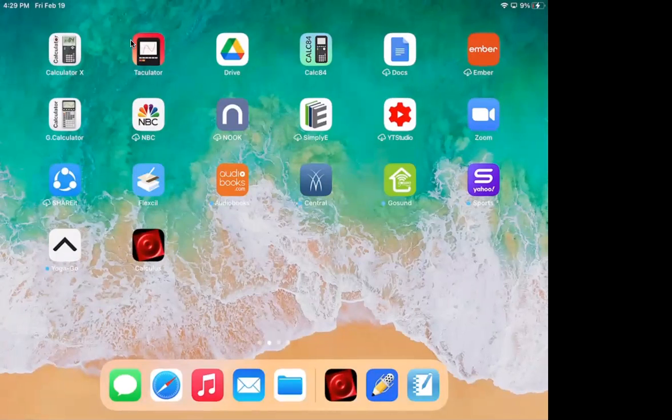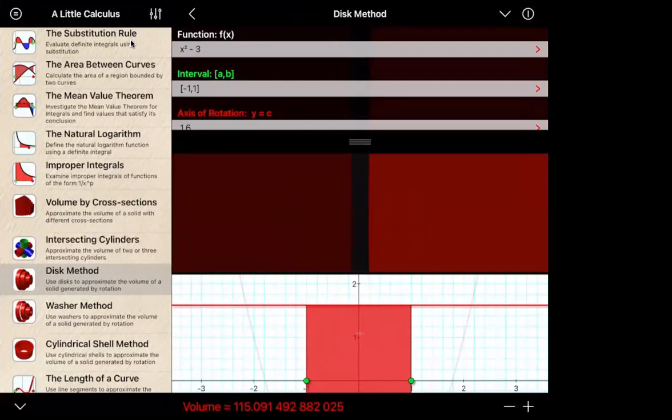Okay, so I wanted to start by showing a really great app that I found through the AP Calculus teachers group that I'm a part of. Somebody suggested that they were using this app called A Little Calculus. It was 99 cents and well worth it. So I can go in here. We're going to show the disk method.